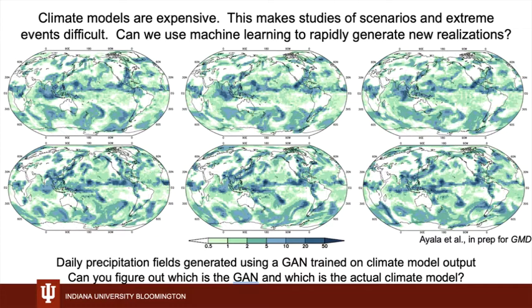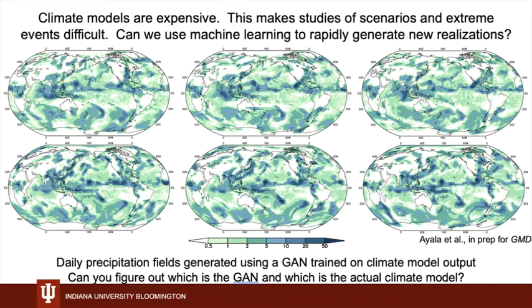And then in the second study that I want to talk about, climate models are really expensive. But so what do we do if we want to learn things like different scenarios or looking at extreme events? So extreme events are rare, and they require a lot of simulation time to be able to fill out those probability distributions. The same with scenarios. We can only afford to run a few of them. So is there a faster way of generating new realizations?